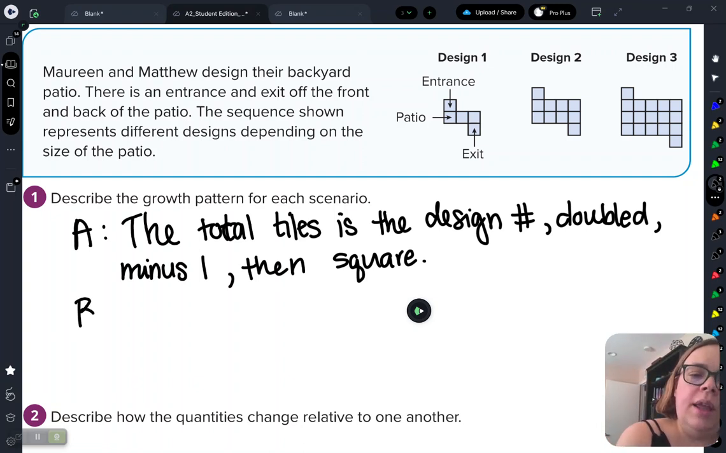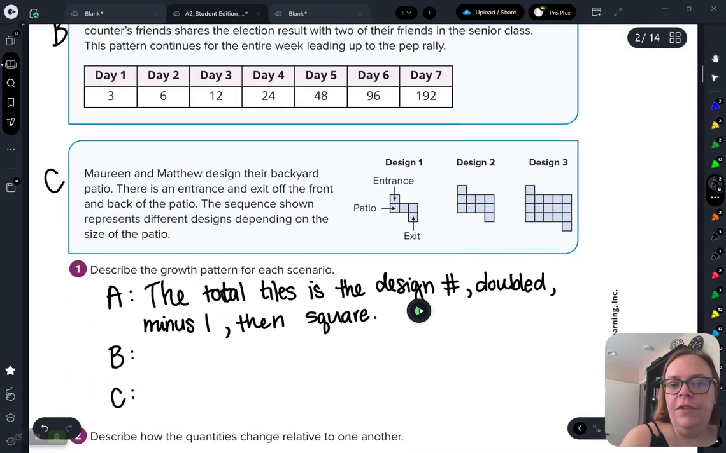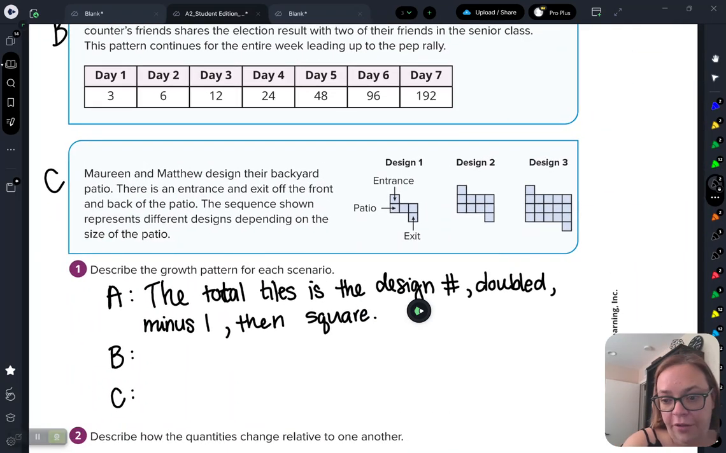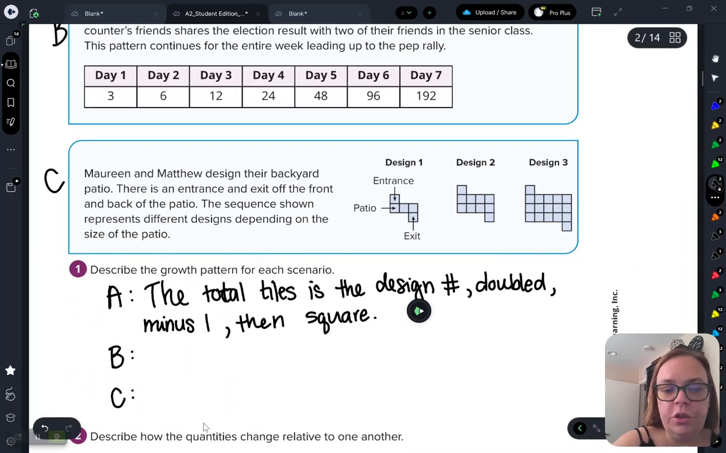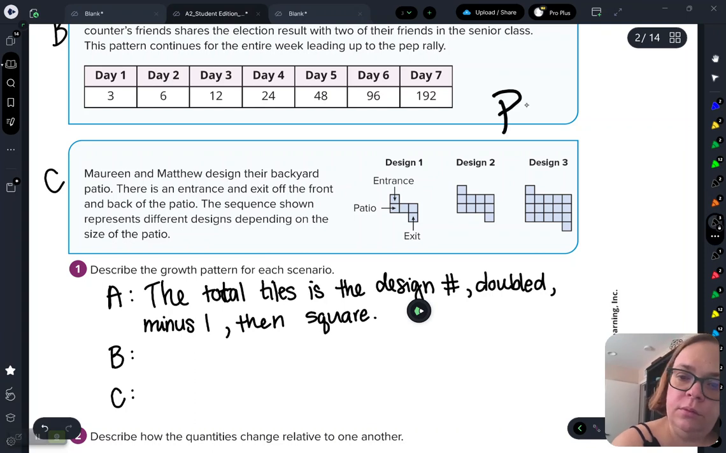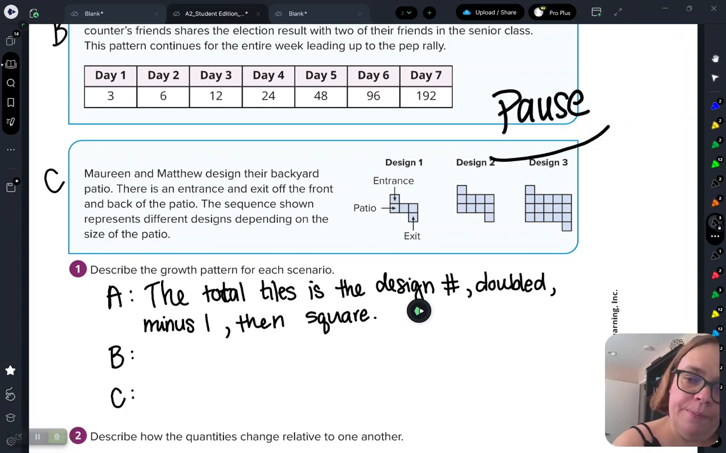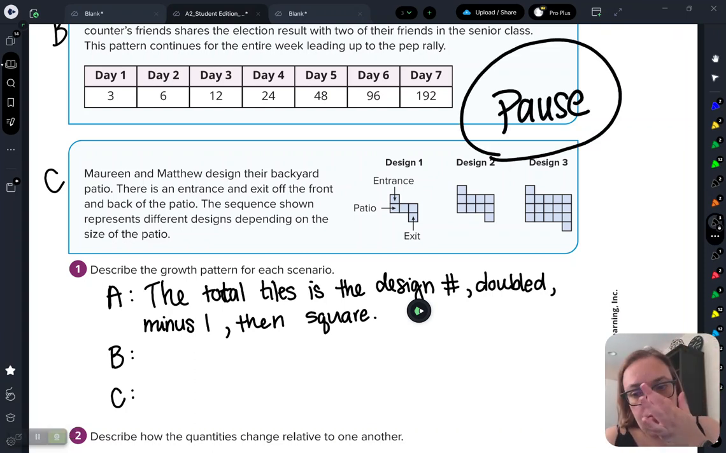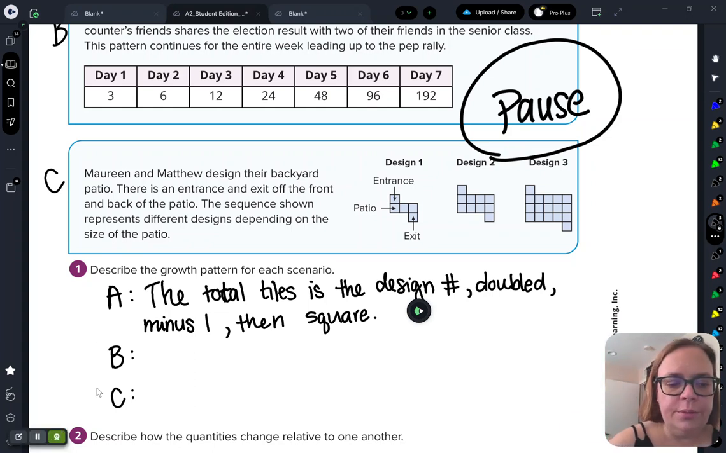Go ahead and look at the other 2 patterns and see if you can come up with a pattern for that, or a description of the growth pattern. So go ahead and pause. All right, and then go ahead and try B and C on your own. And then when you're ready, you can unpause it.